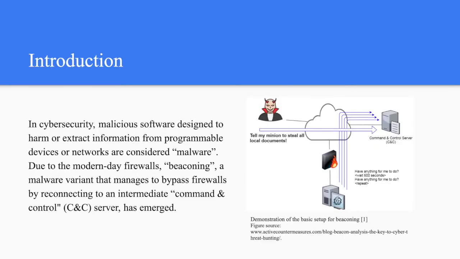Let me begin by giving you some background of our project. In a world where data and internet are so ubiquitous and accessible, protecting your network against malware becomes one of the most pressing problems in cybersecurity. Malware are defined as any software intentionally designed to damage a computer, server, or computer network. Beaconing in particular is a type of malware that bypasses the firewall by reconnecting to an intermediate command and control server. Here we have a demonstration of the basic setup for beaconing.